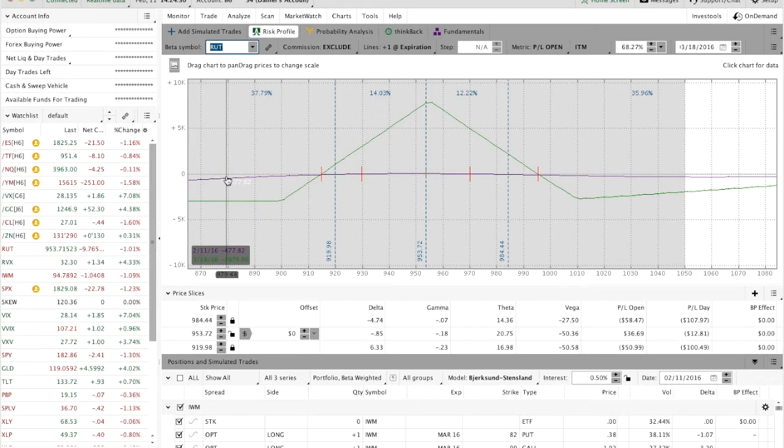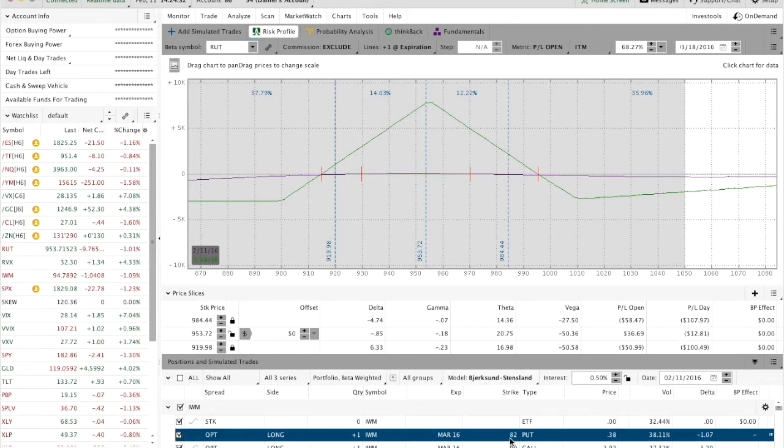If we have a gap like that, I'll be very happy that I own this put, and it only cost 38 cents at the time. So I think it's a good buy. I'm willing to hang on to that.